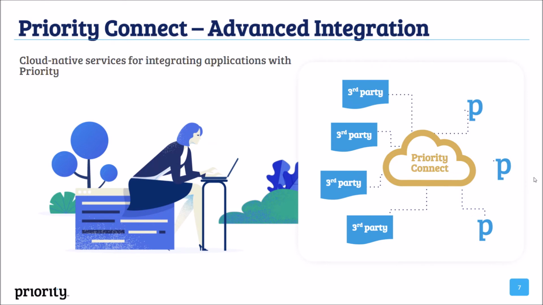Our architecture also allows hybrid connectivity. If, for example, the third-party application happens to be on-prem and not SaaS, we can still connect it to Priority Cloud using our advanced integration tool called Priority Connect, which provides cloud-native services for integrating applications with Priority.